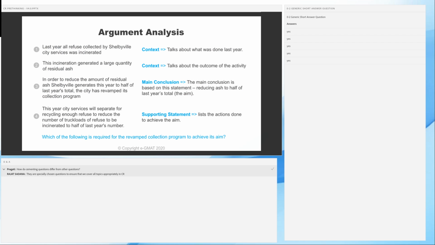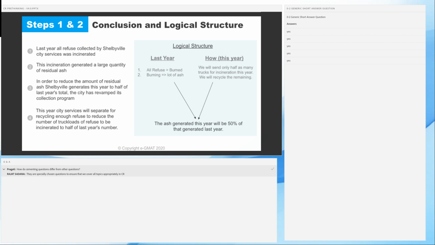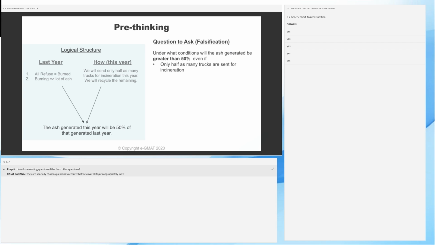So this is our argument structure. Okay. This is what we're trying to establish. We want to reduce the total amount of residual ash to half of what it was last year. And to do that, we're going to send only half as many truckloads. Now, the question is, which of the following is required for the collection program to achieve its aim? Okay. So again, my conclusion is the ash generated this year will be half of what it was last year. Now, what is the basis of conclusion?